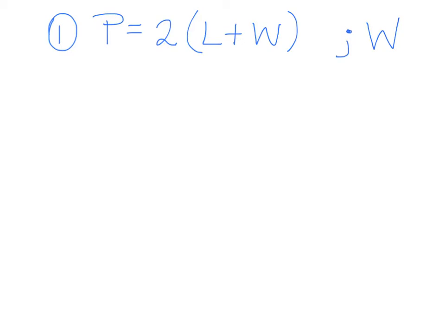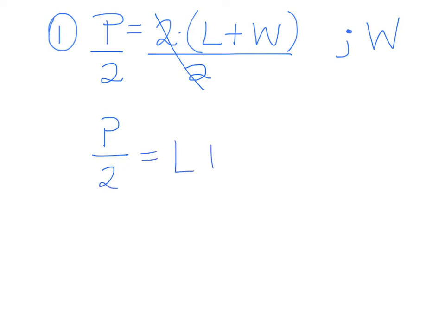I could distribute the 2 into the parentheses, but what that's going to do is add a 2 to my w, and I don't want to make my w any harder to isolate for. So what I'm going to do is just divide by a 2, and that's going to cancel that 2 straight out. Remember, the opposite of times is division, so the inverse property in this case is division. That leaves me with P, or perimeter, divided by 2, equals length plus width. Now I got rid of my parentheses that way.